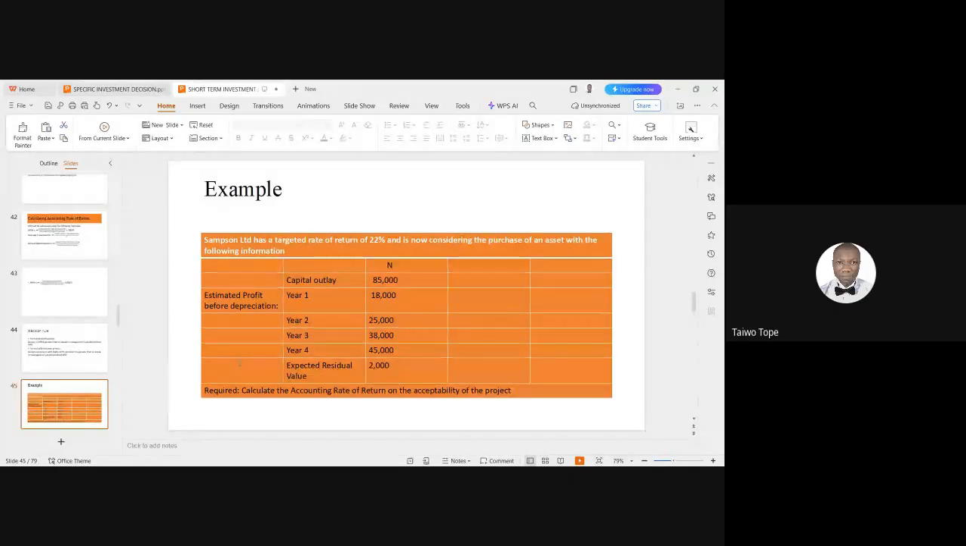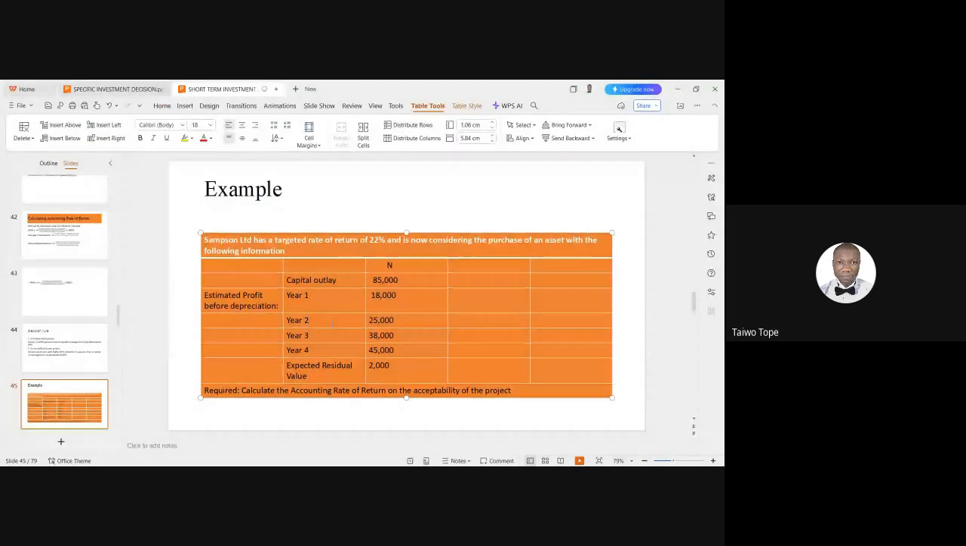So what do you think we can do in this regard? First, we need to get our depreciation, right? Because what is given is cash flow. These parameters here are cash flow because they are estimated profit before depreciation. They are not accounting profit. So solving for accounting rate of return, you need to get your accounting profit. And for you to get that, you need to determine the value of depreciation.